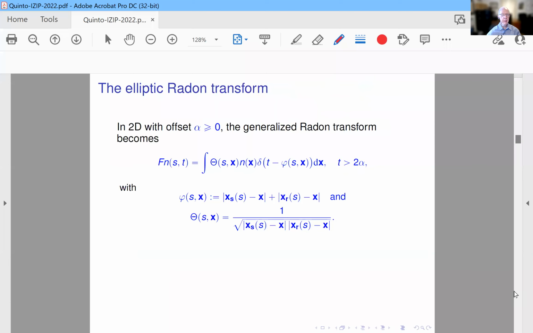Okay. Now, so we're going to talk a little bit about the elliptic transform. I hope that's approval, whatever that dog said.